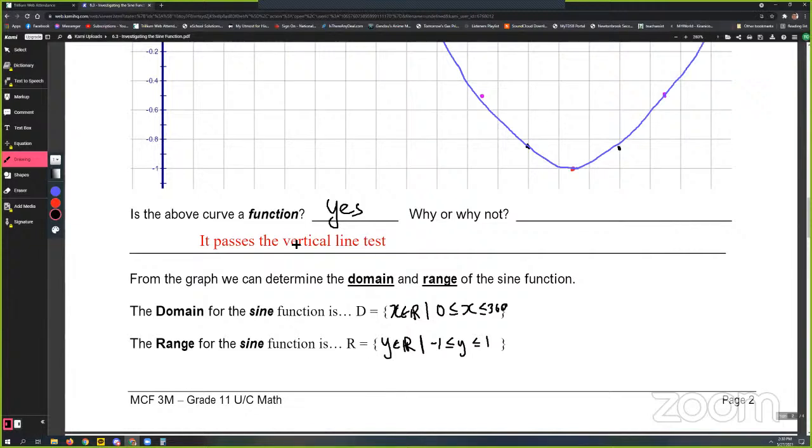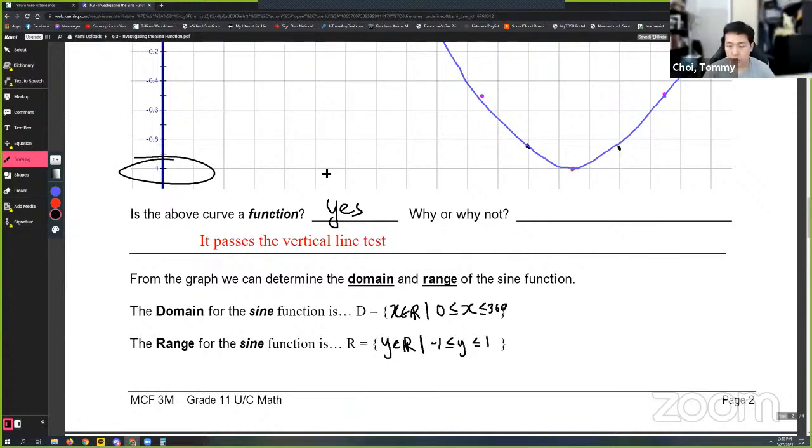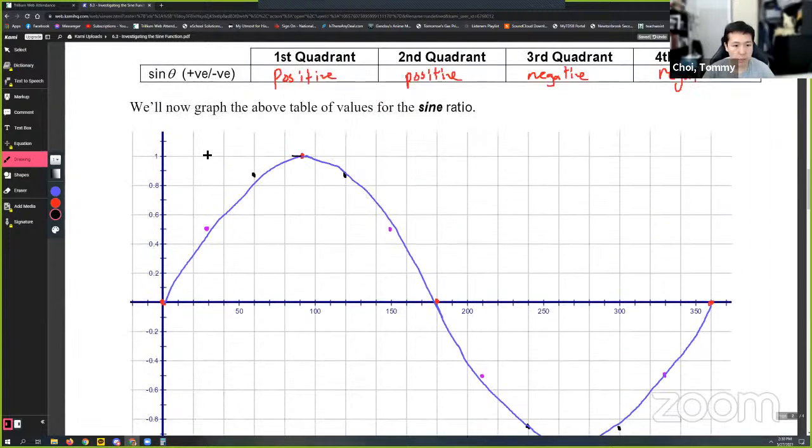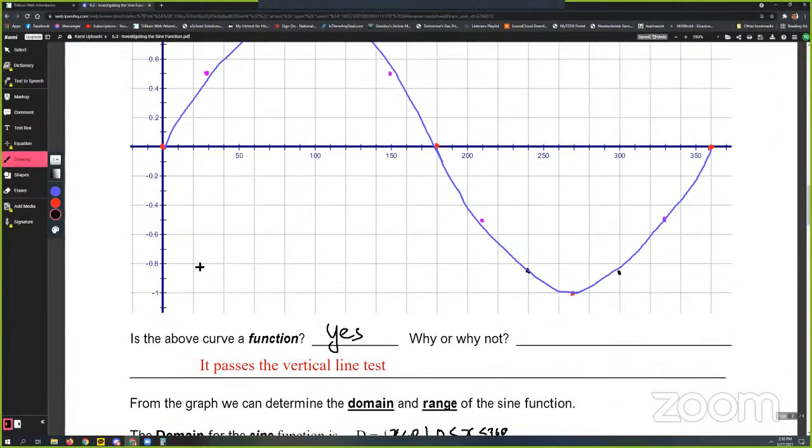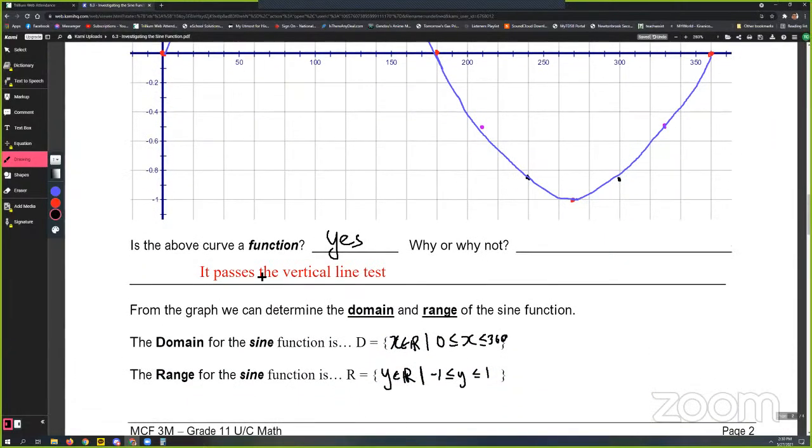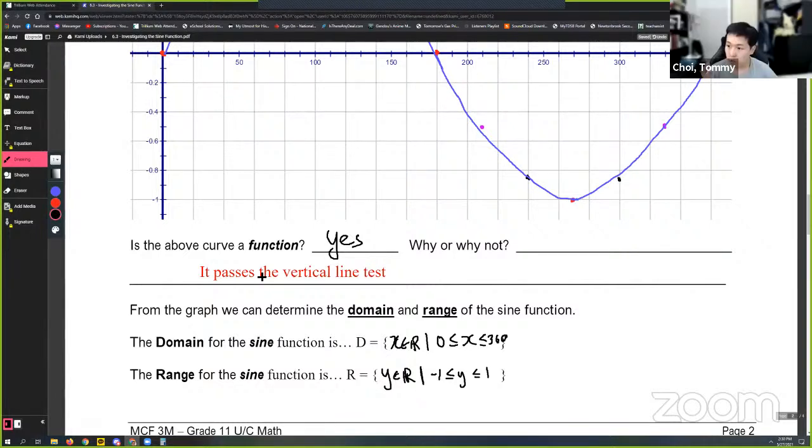Why is it 1 and -1 again? The y value goes as low as -1, as you can see here, the lowest point, and the highest point goes as high as only +1. It doesn't go any higher or lower. Okay. Any other questions?